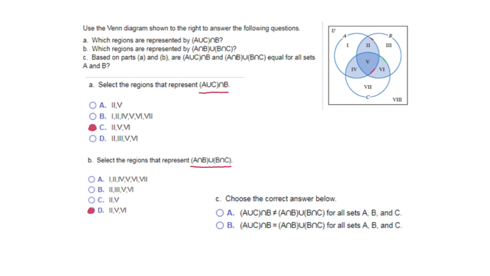All right, and so on that final part C, what it's asking us to do is to identify if those sets are equivalent or equal, or not equal. In this case, if you look at the final answers that we had, part A had regions 2, 5, 6, and part B had regions 2, 5, and 6. So I would say that both of those are equal, and I would choose B as my final answer.